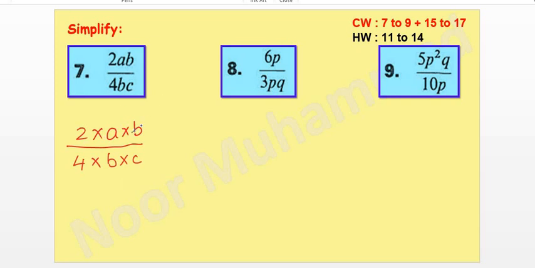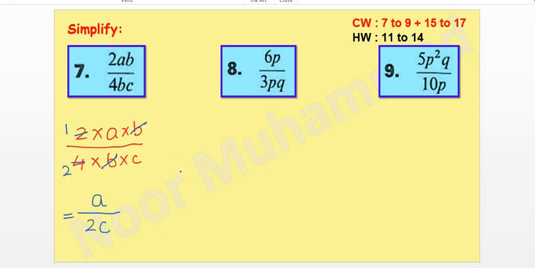So we can cancel this b with this b, and here 2 times 1 is 2 and 2 times 2 is 4. It means I'm dividing both 2 and 4 by 2. Finally, my answer will be, see what is left in the numerator. It's a times 1, which is a, and what is left in the denominator? 2 times c, that will be 2c.